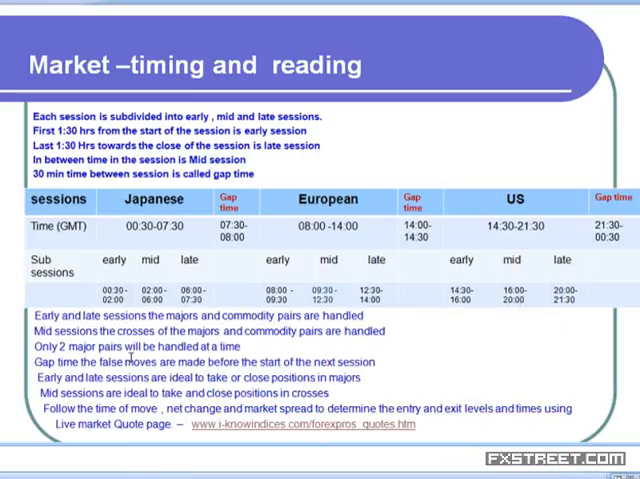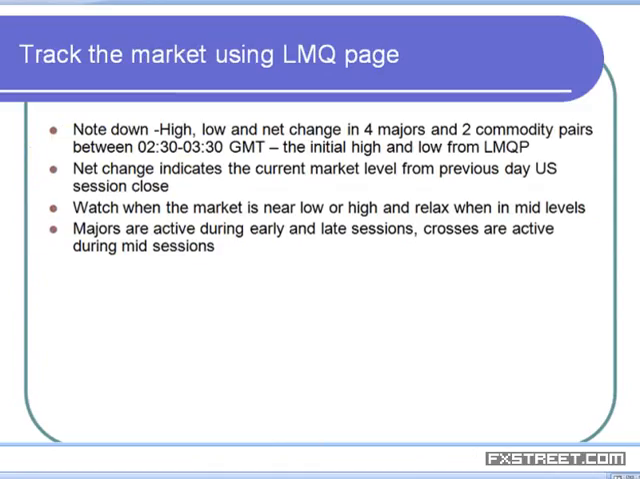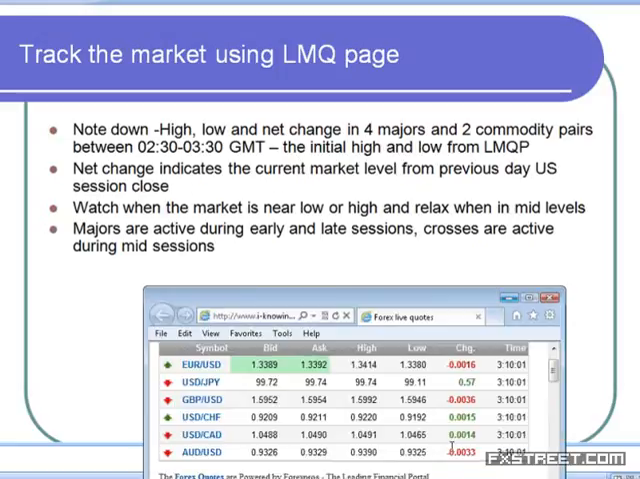So these are all the conditions. So we follow the market timing and also we try to find out what move they are doing. So after noting down the initial lows and the high, we also identify the net change. The net change is given on the live market quote page here, and it shows that the euro is making a 16 pips negative net change when compared to yesterday's US session close.